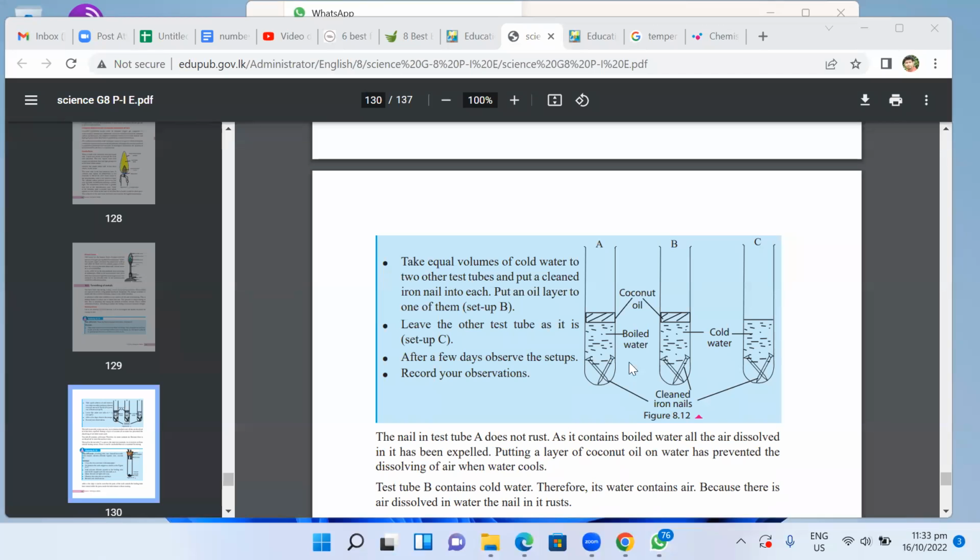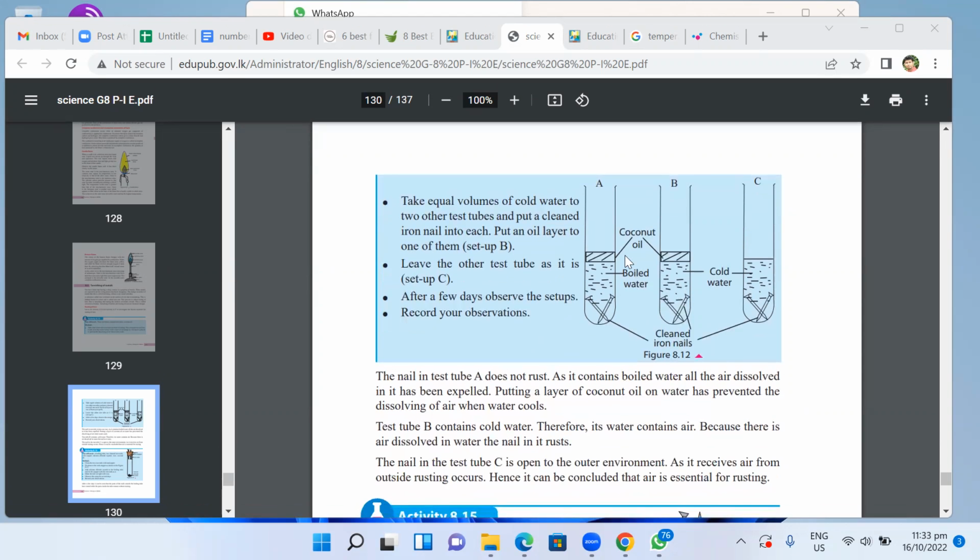But here the dissolved oxygen is removed by boiling, so the amount of oxygen is very little. So you can see actually zero or a minimum amount of rust there. That's the thing. Right, I think you got that.